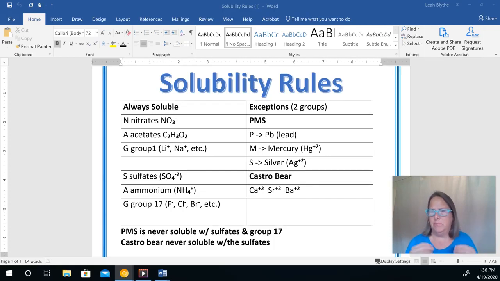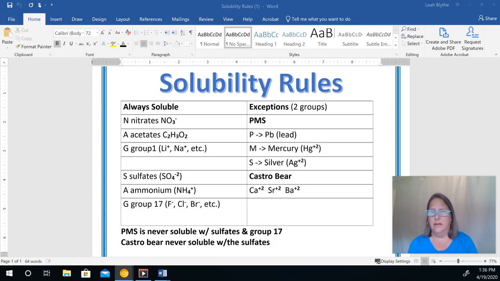So you go through this PMS. That's a mnemonic device to remember the solubility rules. So you've got lead, mercury, and silver. If any of those are attached to something on the left column, it makes it insoluble. Okay. Group 2 of the periodic table, like magnesium, not soluble. Castrobear, calcium, strontium, barium, those are not soluble and they make compounds not soluble.